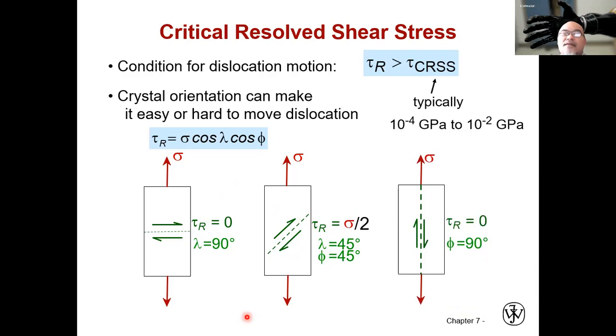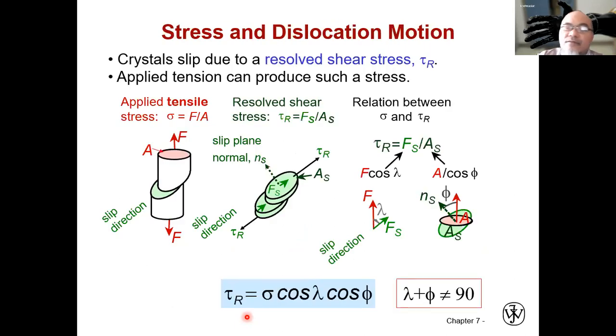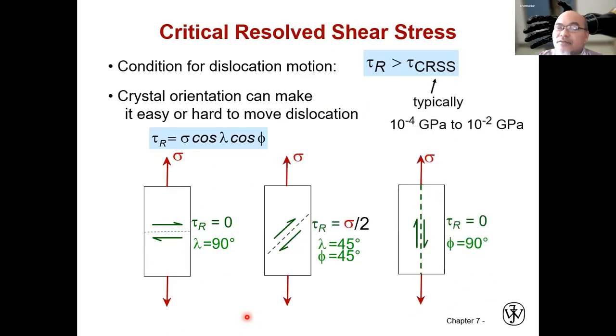If the slip plane is in the same direction, or parallel to the direction of the axial stress, we will have lambda equal to 0 degrees. Cosine 0 is 1. However, phi will be equal to 90 degrees, and cosine 90 degrees is 0.